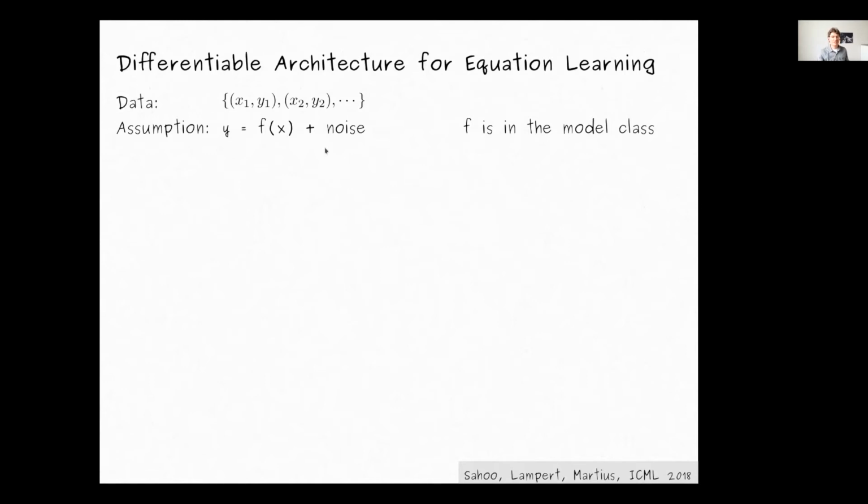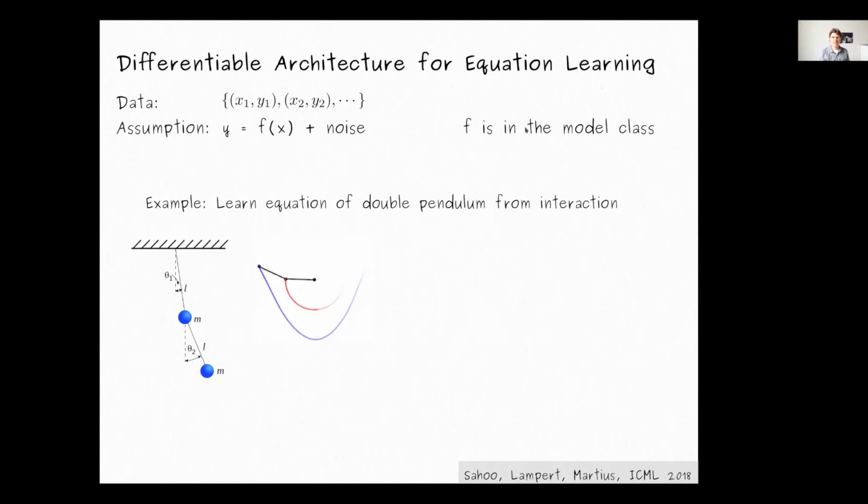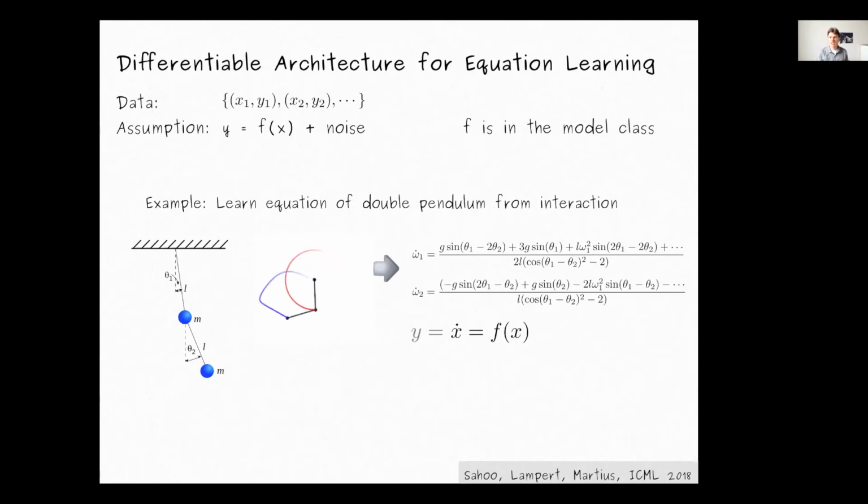Ideally, I assume that my data comes from some system that I can describe with my function F. You will see in a moment what function class that is. Okay, so as an example, maybe we get a double pendulum, we observe how it moves, and then from this movement, we want to infer the differential equations. So in this case, f of x would be x dot, so the change, but really for us, it doesn't matter whether this is a differential equation or any other thing. We really only care about this relationship, y equals f of x.